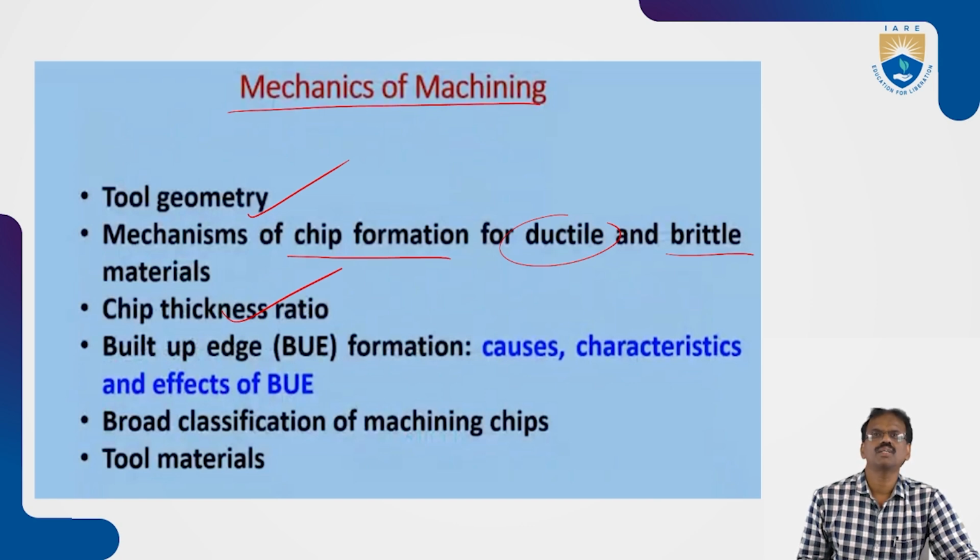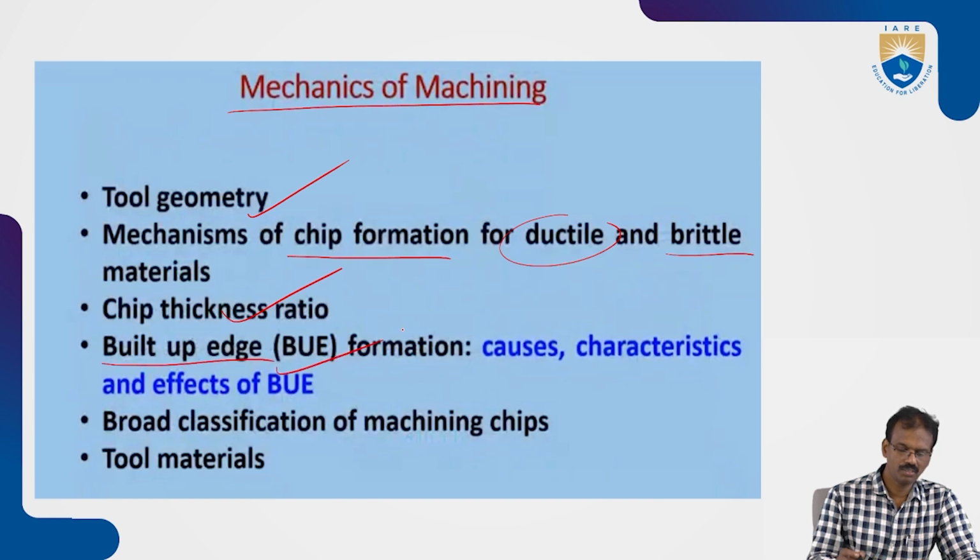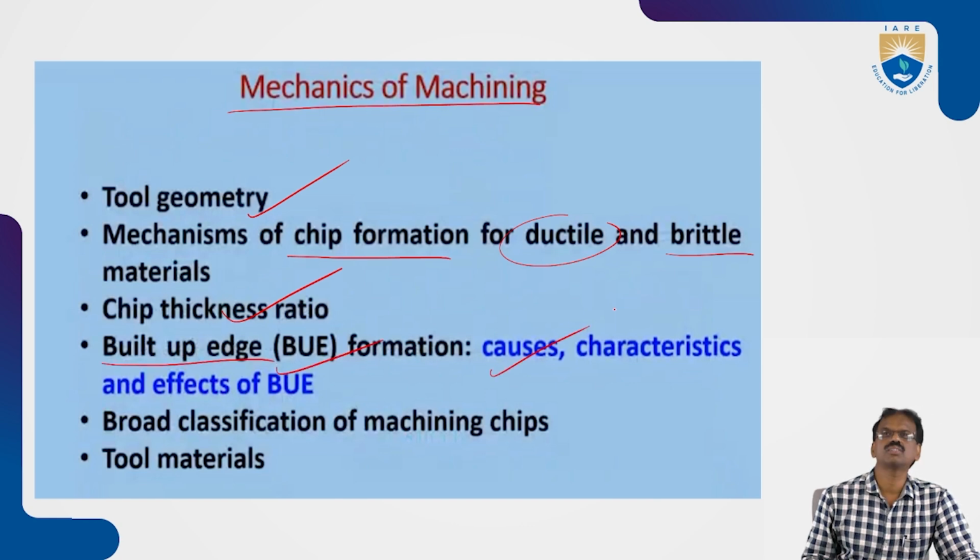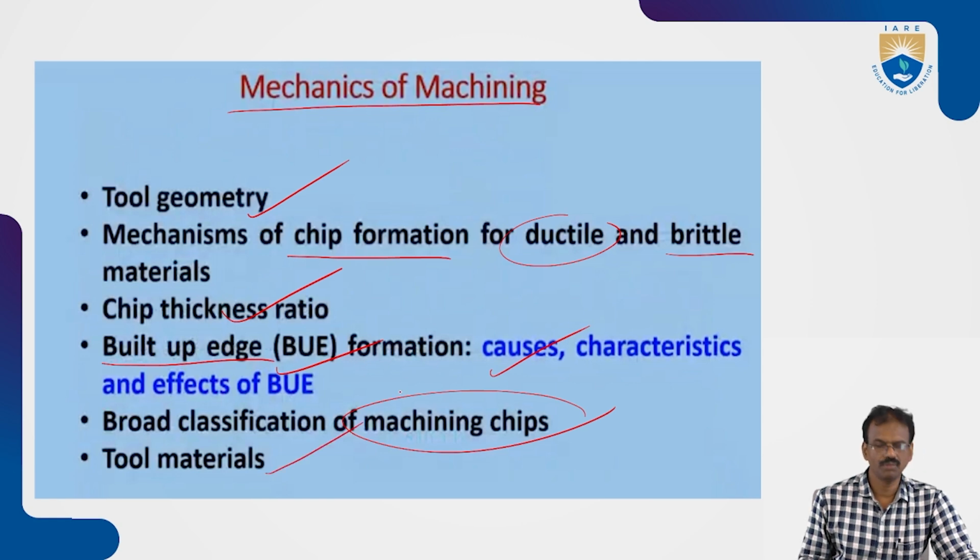Because of overheating in machining, some type of welding forms between the workpiece chip and tool bit. So we'll see what build up edge formation is, and what the causes, characteristics and effects of build up edges are. Next, classifications of machining chips. Next, tool materials: the different tools and different materials for tool making. So all these things we will cover in this chapter.